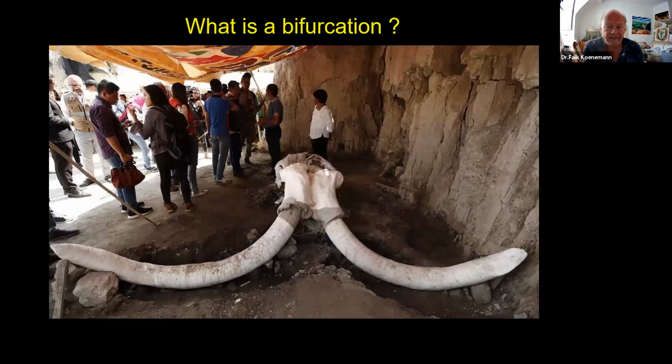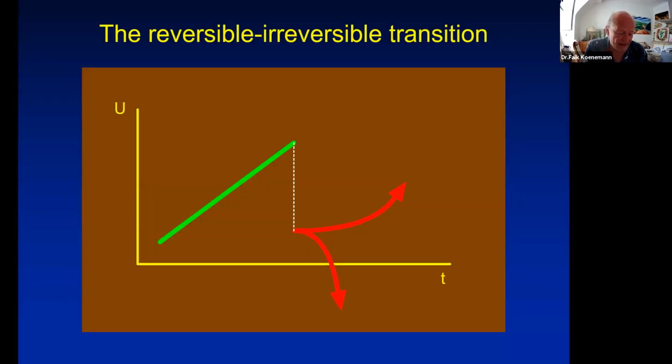So, what is a bifurcation? It is the situation that from one starting point, two solutions are possible, which are both equally likely. In the present case, the green path is the elastic loading, which drops suddenly at the elastic limit. And for the subsequent step, there are two possible red paths to follow.